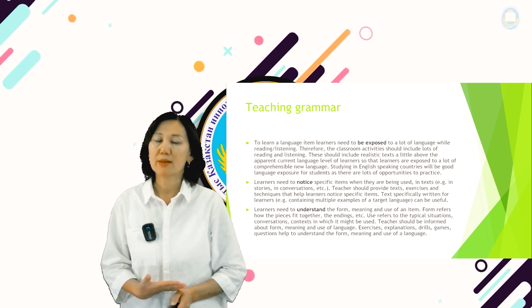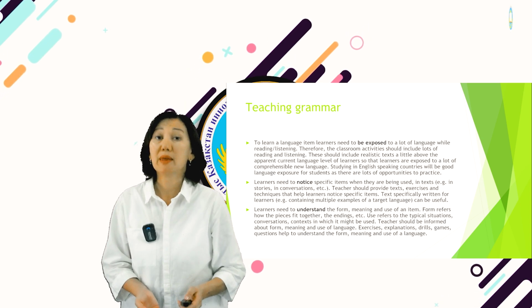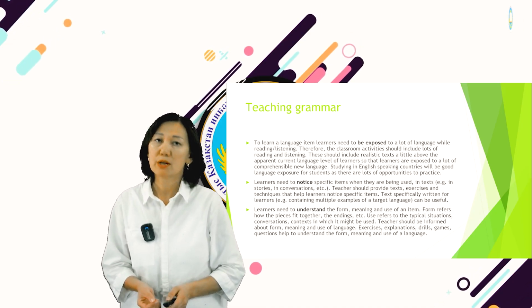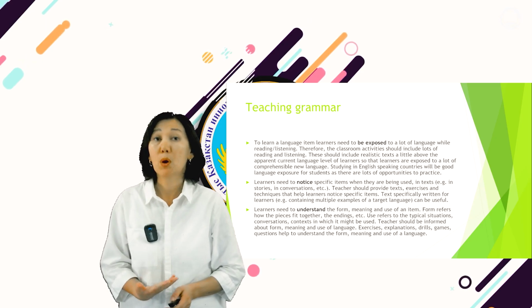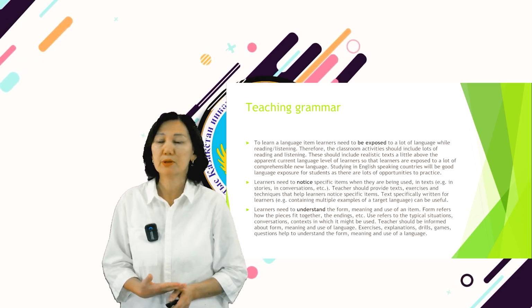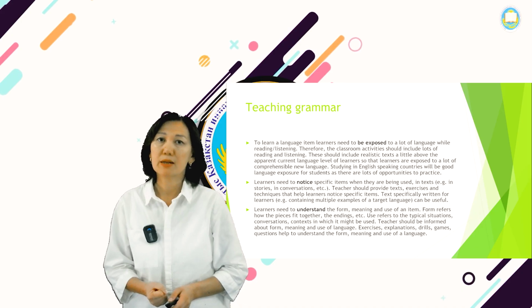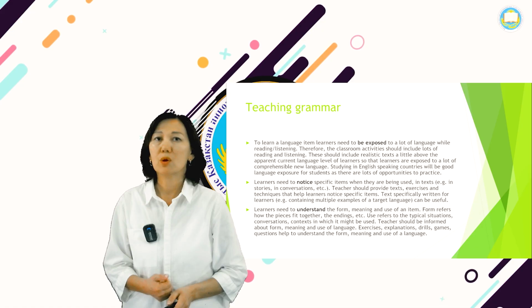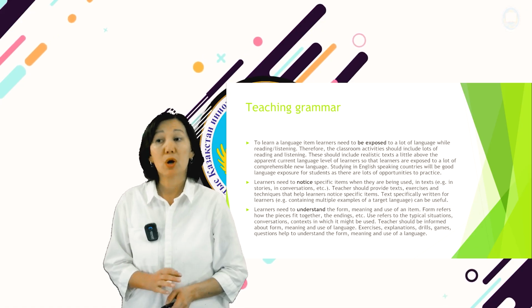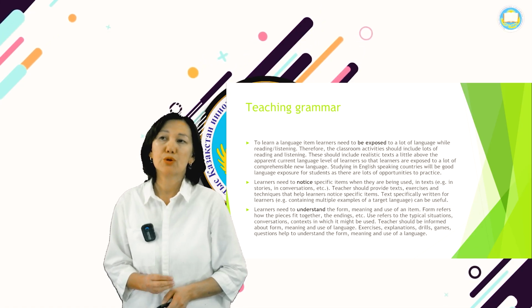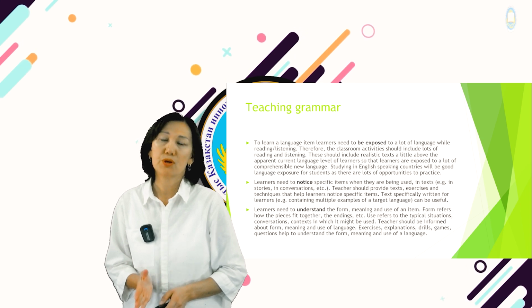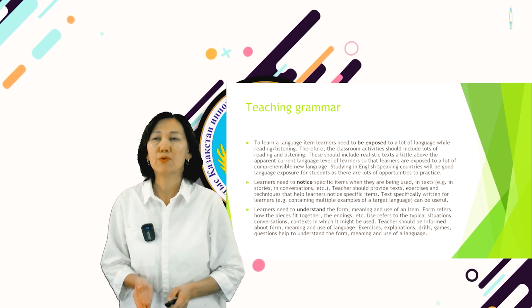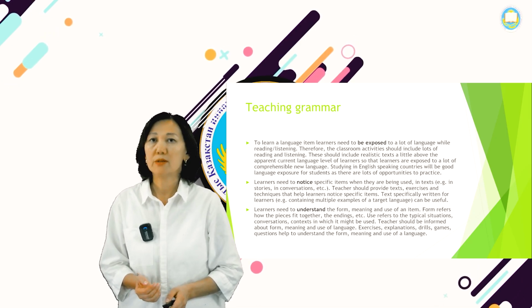They should include realistic texts, which we call authentic texts, a little above the apparent current language level of learners, so that learners are exposed to a lot of comprehensible new language. And studying in English-speaking countries will be good language exposure for students, as there are lots of opportunities to practice. If you don't have such an opportunity, you may give them some authentic texts which can be adapted to the level of your learners, and therefore you can take them from internet sources.